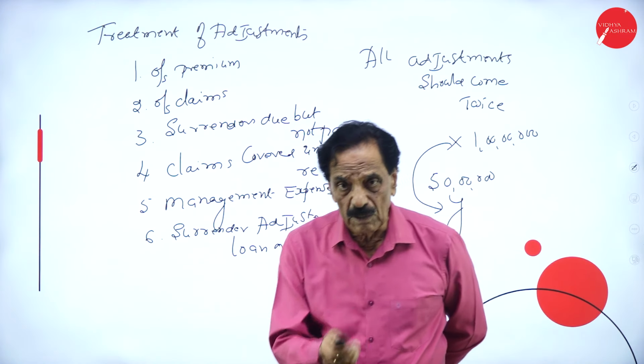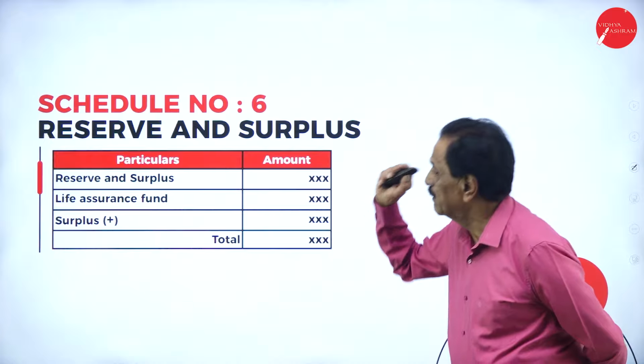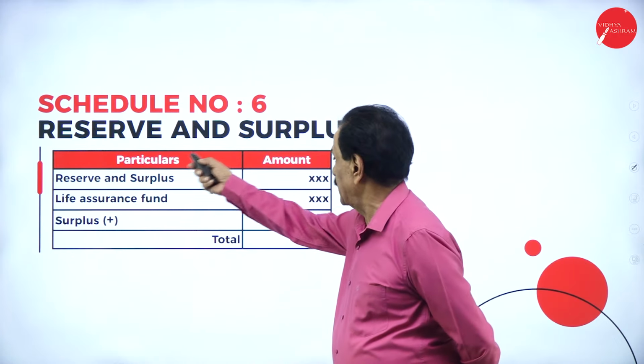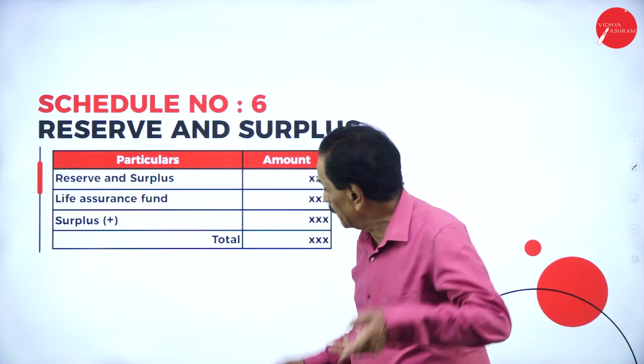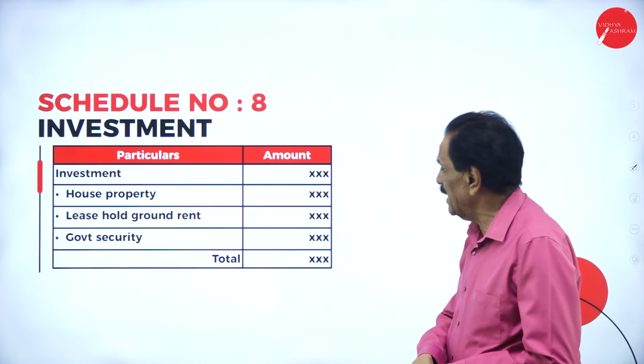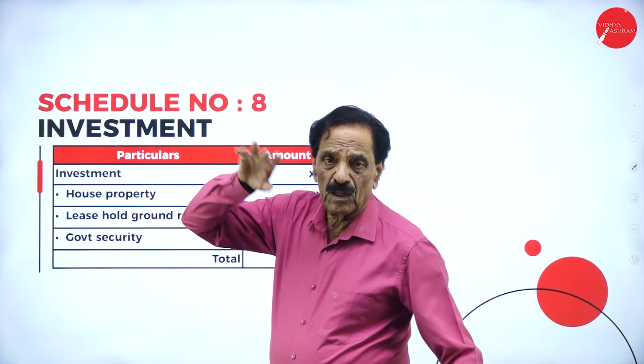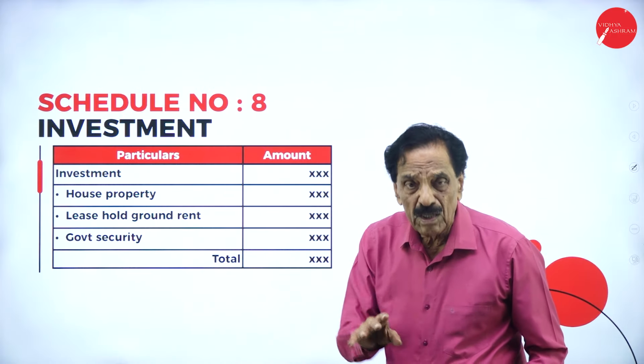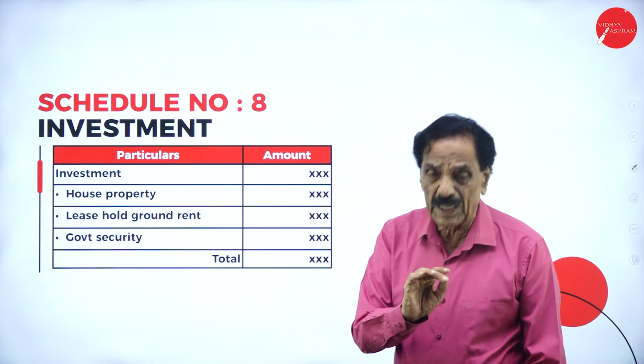Share capital is 5. 6 is reserve and surplus. That is the reserve and surplus. 7 is the borrowings. Here see the debenture line. Schedule number 8 is the investment. Schedule number 9 is the loan. Schedule number 10 is the fixed asset.